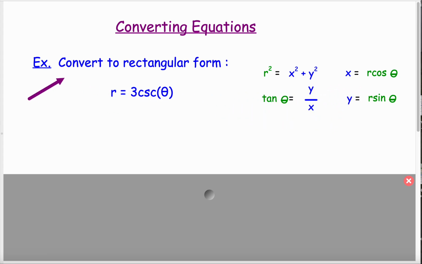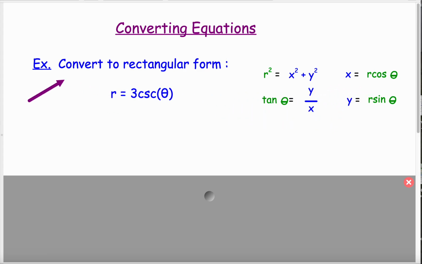So maybe let me go back to this equation and can I manipulate this somehow? What was cosecant? Oh, wait a minute. Isn't cosecant 1 over the sine? So how about I change this to 3 over sine? Now, that still doesn't seem to help me. If I had r times sine, then I could convert it to y, but I just have a sine.